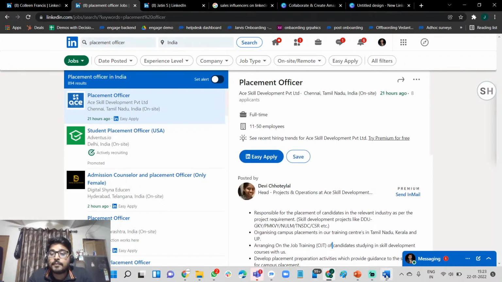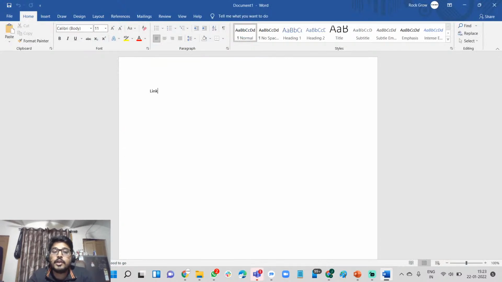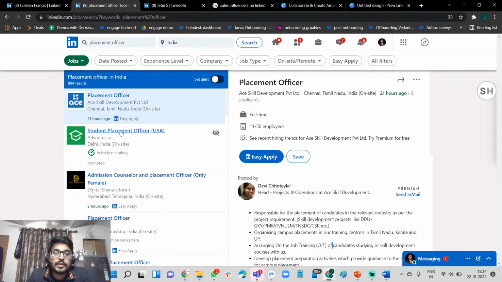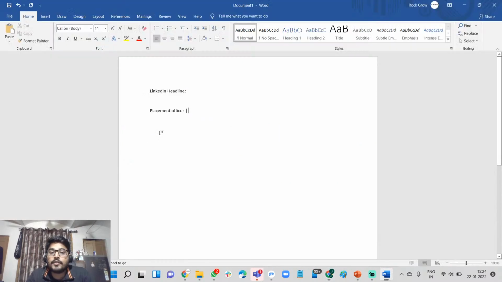So one LinkedIn profile that is going to work for us. We're going to write all the possible keywords with respect to placement officer. We can write placement officer. Let's understand what other keywords we can use. We can use student placement officer as well. So that is another keyword.